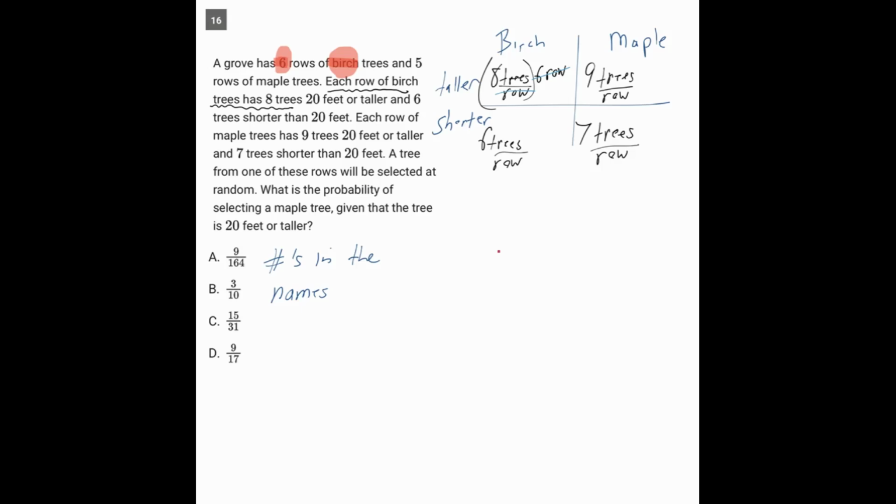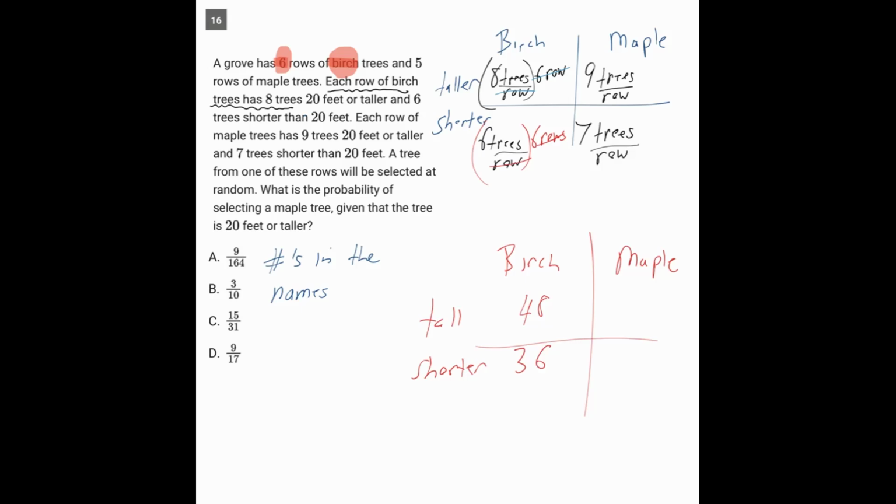So let's just rewrite the chart so we can have more space. Birch, maple, tall, and short. And now we're finding out that there are 8 times 6 trees, 48 trees. And for the birch, there are 6 rows. So here we can say 6 rows. And so when the rows cancel, we have 6 times 6, which is 36 trees.